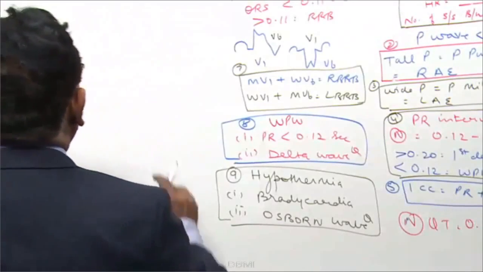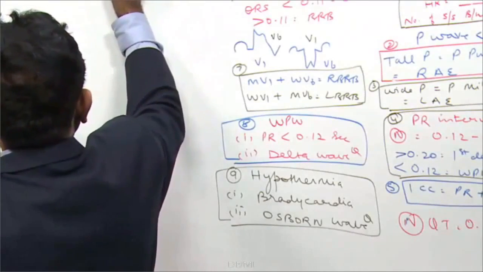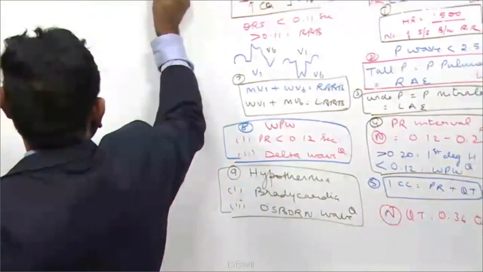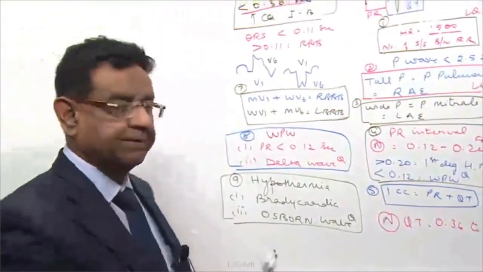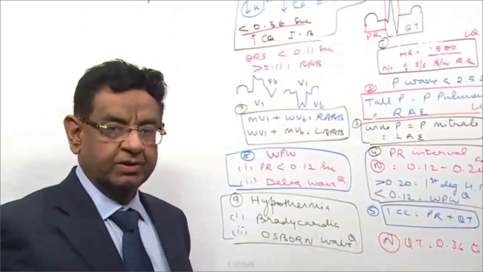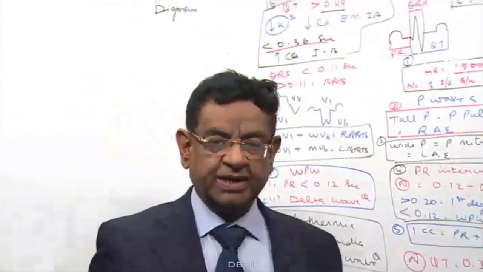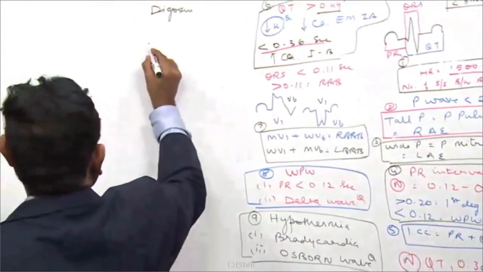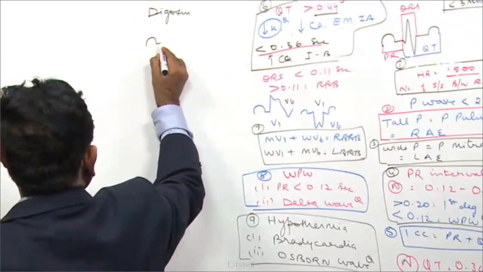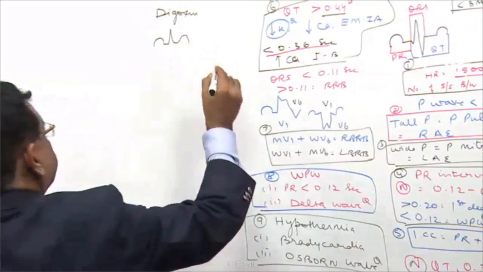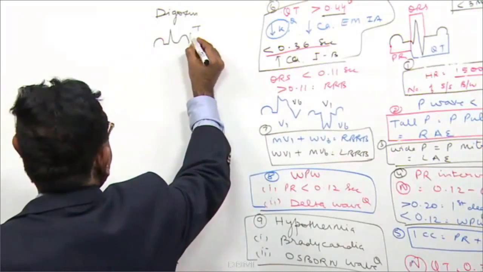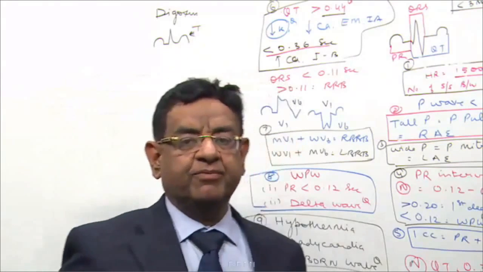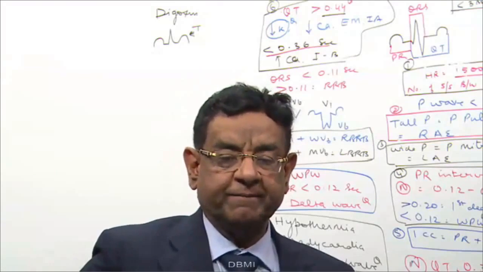Now we move on to digoxin. Suppose a patient comes to me right now. He is in heart failure. He has rheumatic heart disease with heart failure. I do his recording, and his recording is like this. Normal recording. This is the T wave. And now I prescribe him 1 tablet of digoxin per day.